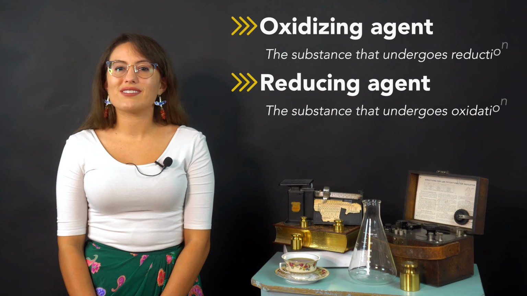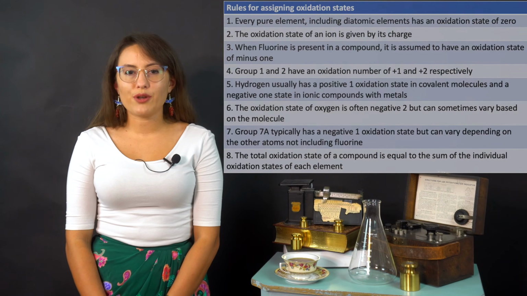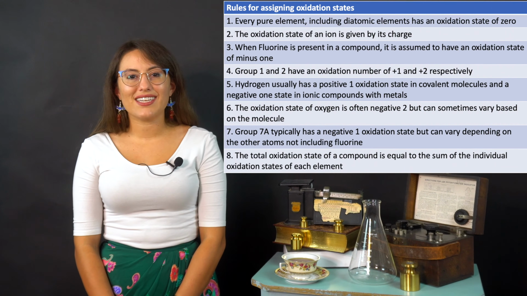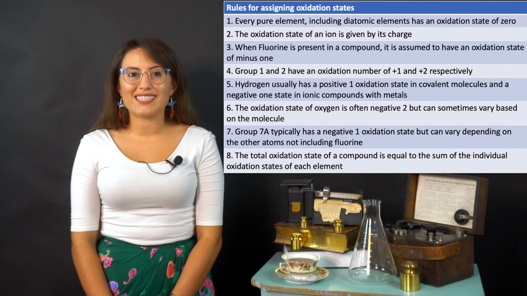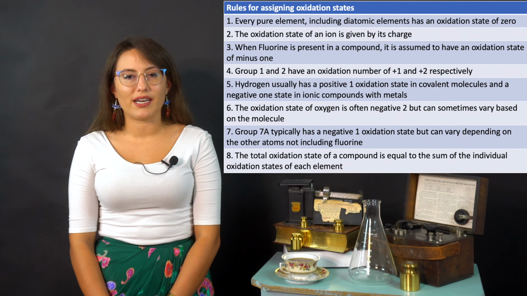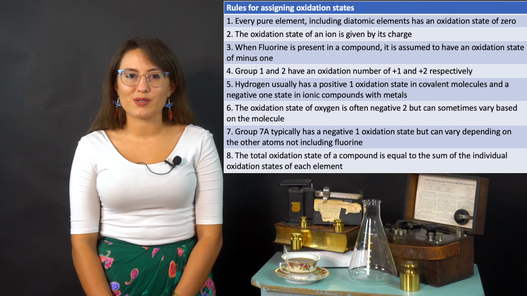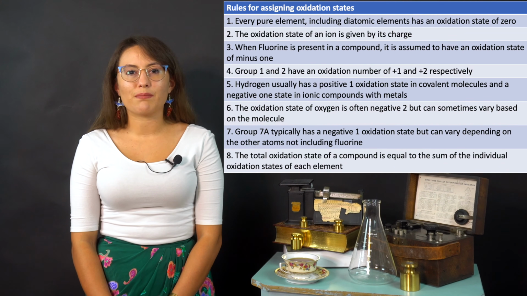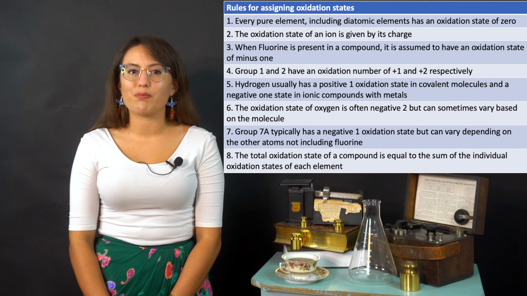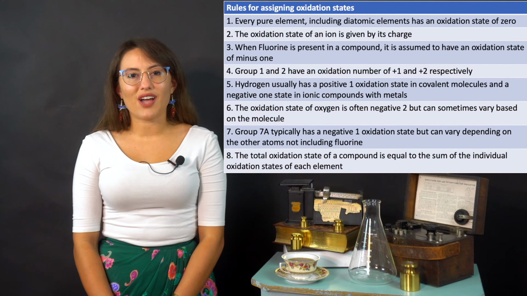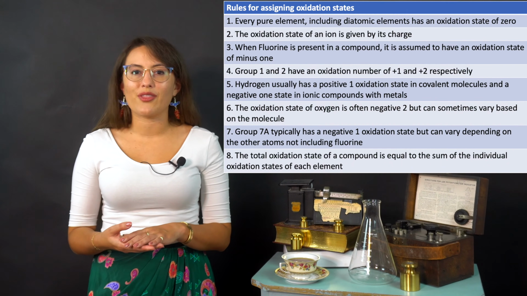There are several rules regarding oxidation states, which are fictitious values that are assigned to observe the transfer of electrons. Oxidation states follow a hierarchy of steps that need to be followed in this order. First, every pure element, including diatomic elements, has an oxidation state of 0. The oxidation state of an ion is given by its charge. When fluorine is present in a compound, it is assumed to have an oxidation state of -1. Group 1 and 2 have an oxidation number of +1 and +2 respectively. Hydrogen usually has a +1 oxidation state in covalent molecules and a -1 state in ionic compounds with metals. The oxidation state of oxygen is often -2, but can sometimes vary depending on the molecule.